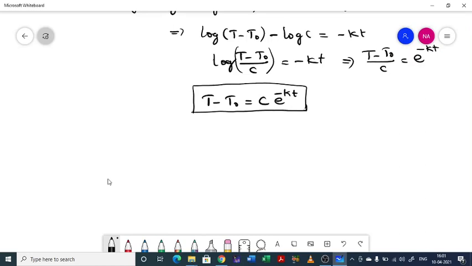So now let us consider problems one by one. Here usually we get two types of problems. One is, at a given particular time we need to find the temperature of the body. Another is, temperature will be given, we need to find how much time is needed to achieve that temperature.